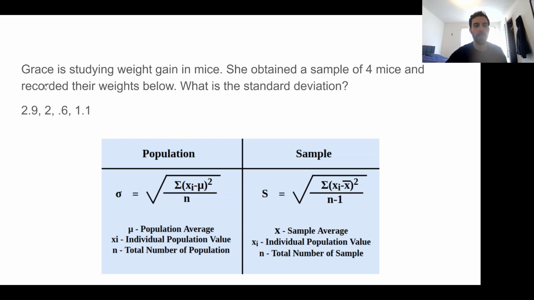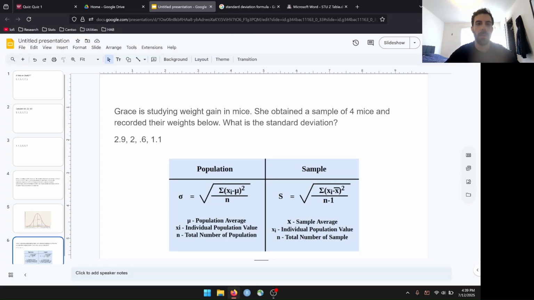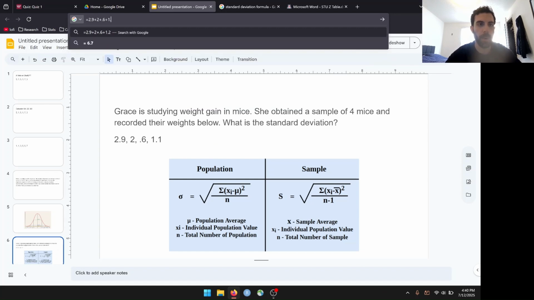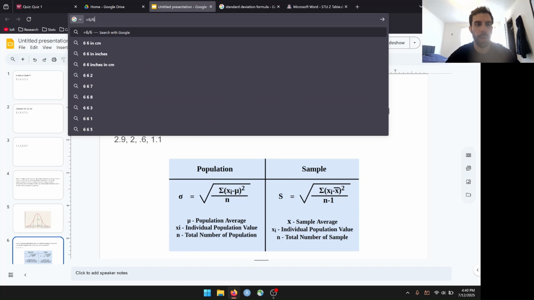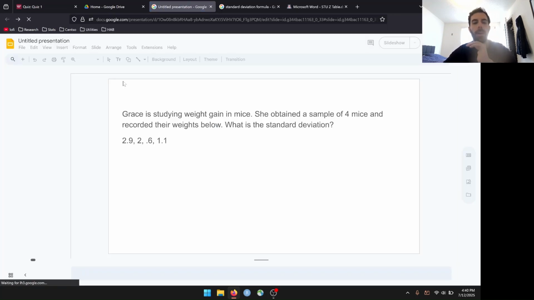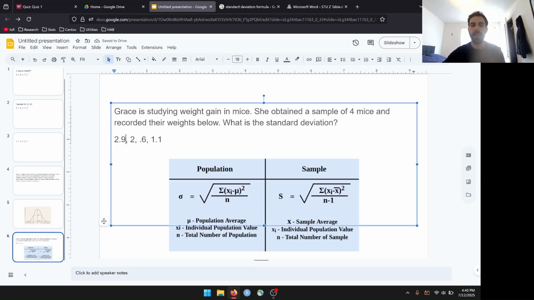The first thing we have to do is calculate the mean of these data points, which is very easy to do. So you could do it right here in your browser. 2.9 plus 2 plus 0.6 plus 1.1 is 6.6, and then we could do 6.6 divided by the count, which is 4, and we get a mean of 1.65.